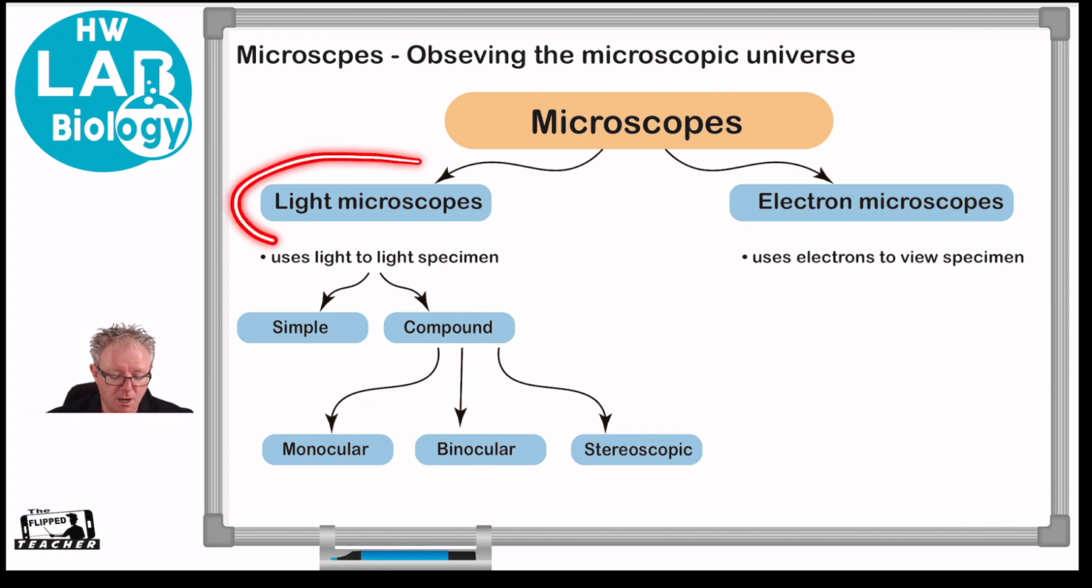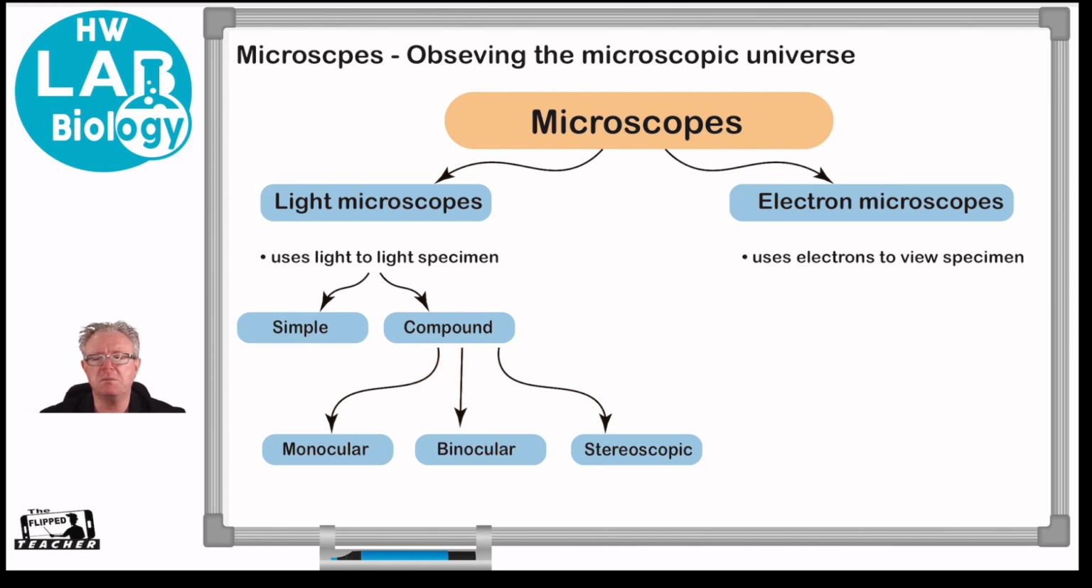So if we look at the microscopes here, these light microscopes can be broken into simple and compound. Well, what does that mean? Well, simple means one lens, right? So write down one lens, whereas compound, you've got more than one lens, right? So two or more, right? So two or more lenses.